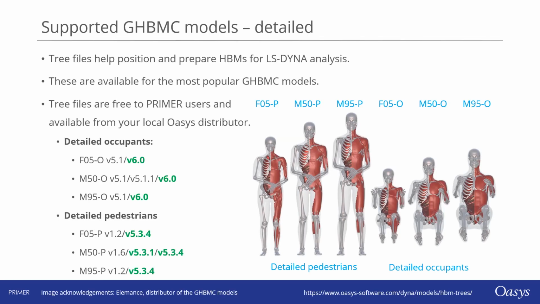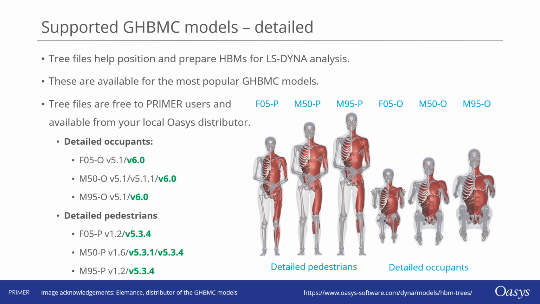So positioning a human body model in Primer needs a tree file. This is a separate file with metadata about the body. It tells Primer which parts should move together and how they're connected using joints. The stop angles of the joints are determined by anatomical research.